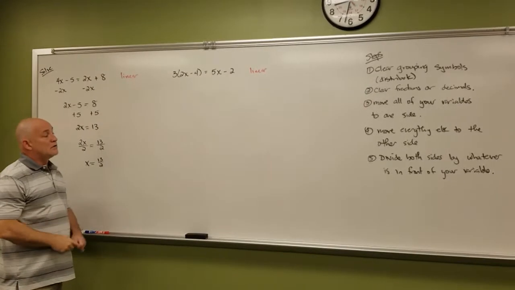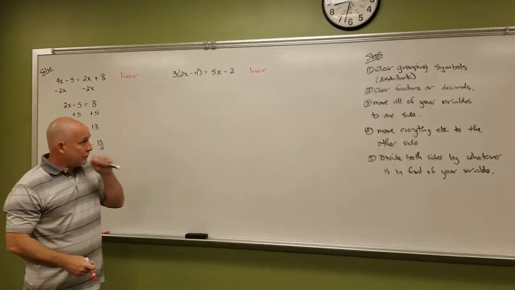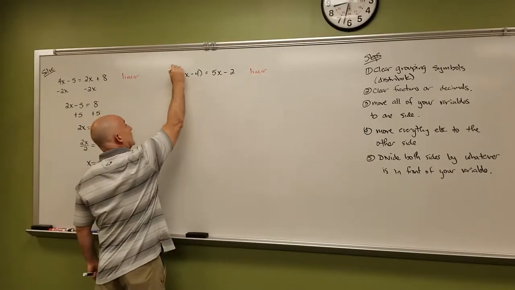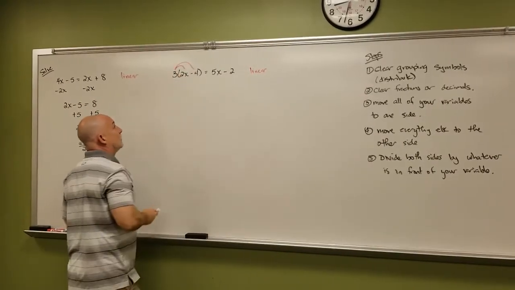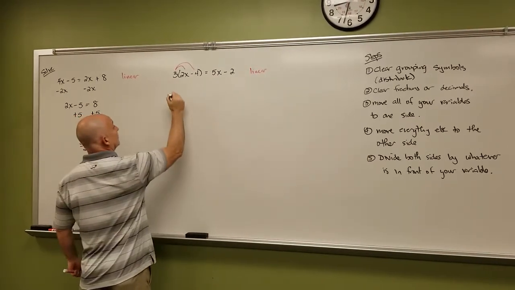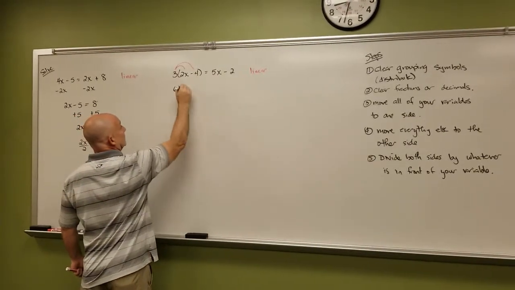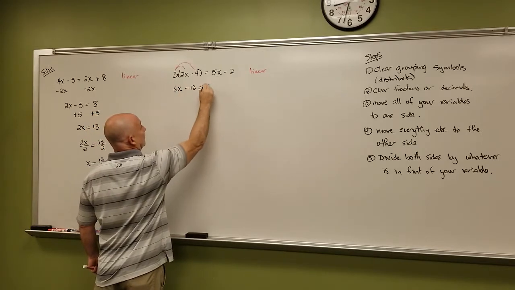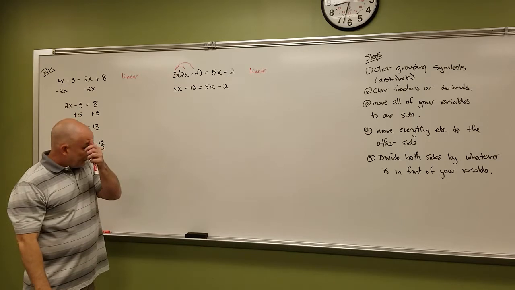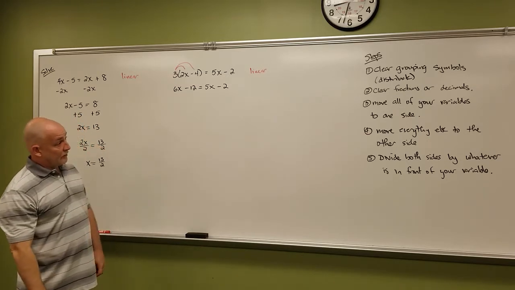Now, step one says clear grouping symbols. We do actually have grouping symbols here, and anytime you're going to get rid of grouping symbols, you always distribute. So let's see, 3 times 2x gives me 6x, 3 times -4 is -12. All right, next step says clear fractions or decimals. We don't have any of those yet.